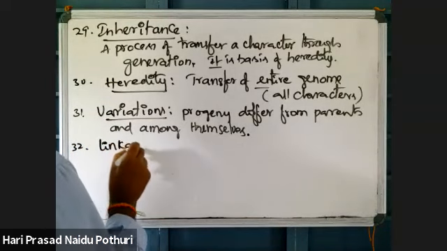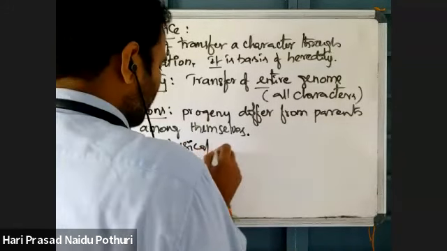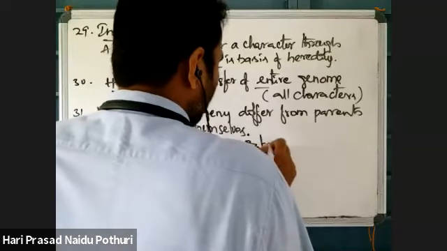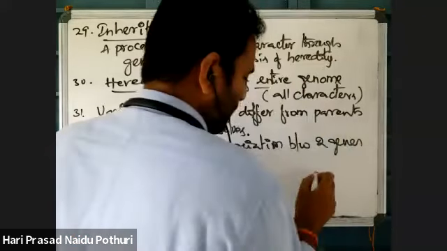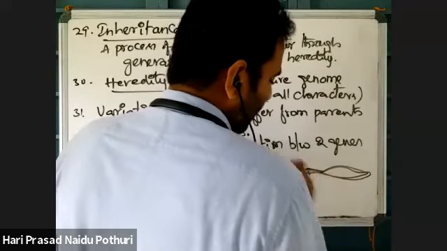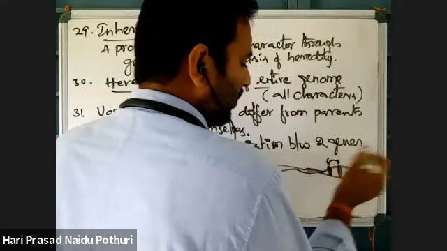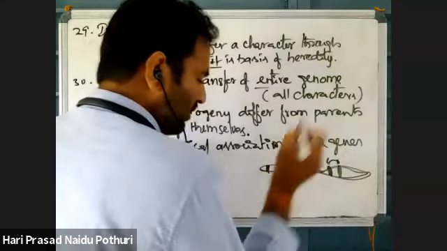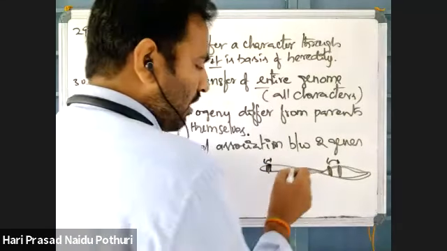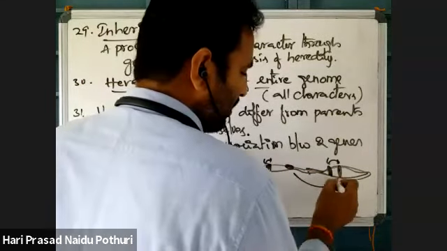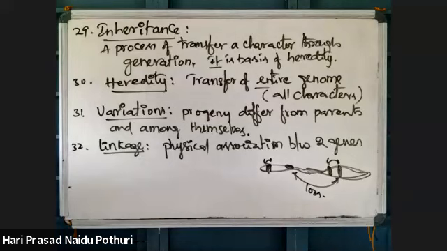Linkage. Physical association between two genes is called linkage. Suppose you take a chromosome with one gene here and one gene here. If two genes are side by side, they are very closely associated. Or if one gene is here and one gene is there, they are loosely associated. That is the physical association.